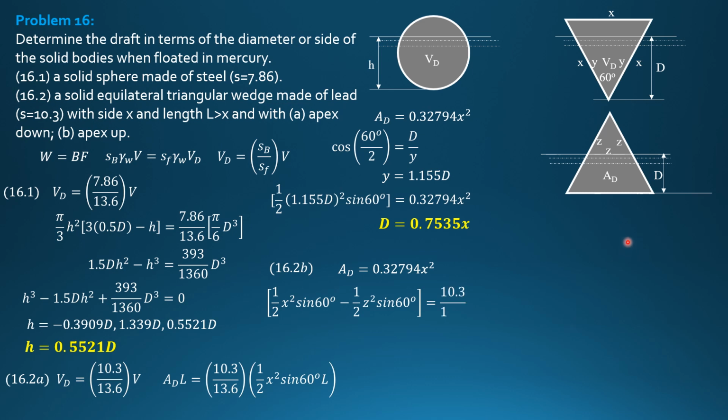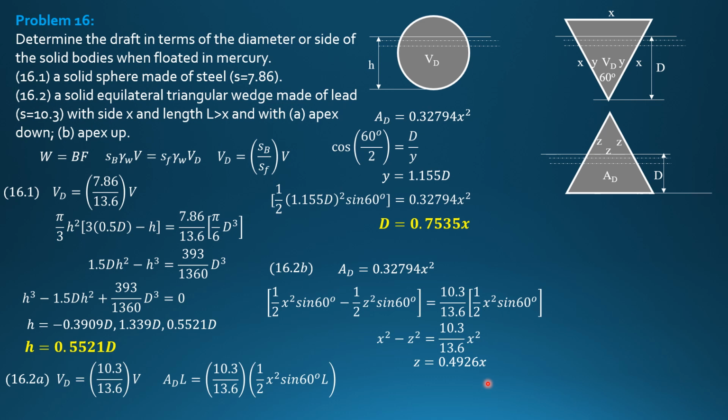Then that equals 10.3 over 13.6 times the area of the equilateral triangle. I just repeat this, 1/2 of x squared sine 60. So we can cancel sine 60 over 2. Then we have x squared minus z squared equals 10.3 over 13.6 of x squared. So we can now solve for z in terms of x: z equals x times square root of quantity 1 minus 10.3 over 13.6. That's the value of z.